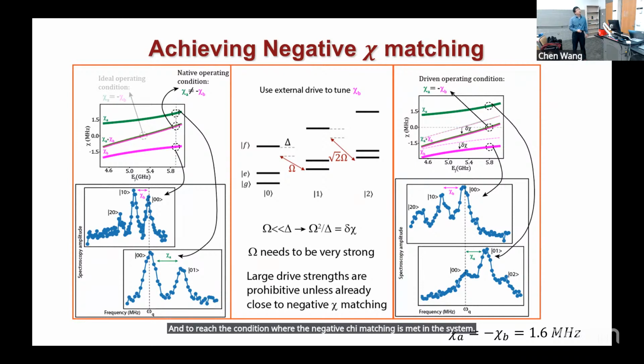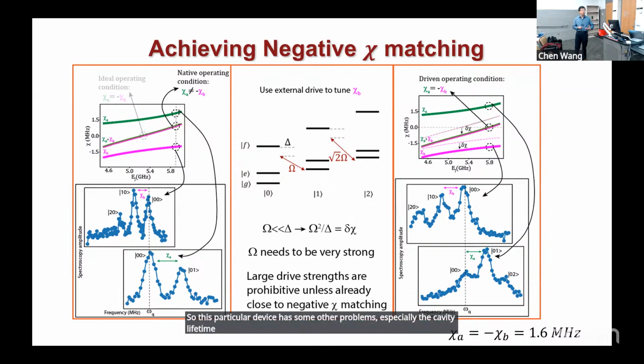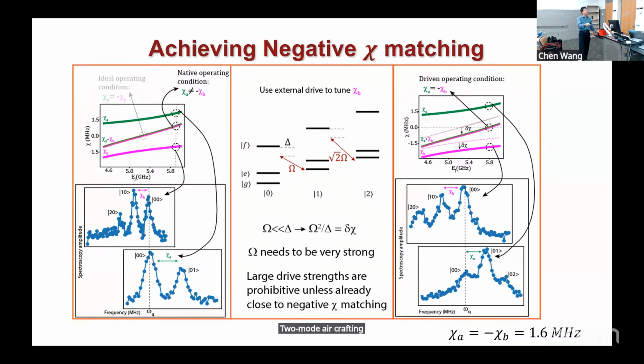This particular device has some other problems, especially that the cavity lifetime is very short due to hybridization with one of the dissipative modes in the system because of the frequency misplacement. But we think we're on the right track to do a two-mode error correcting experiment using this negative chi matching condition.